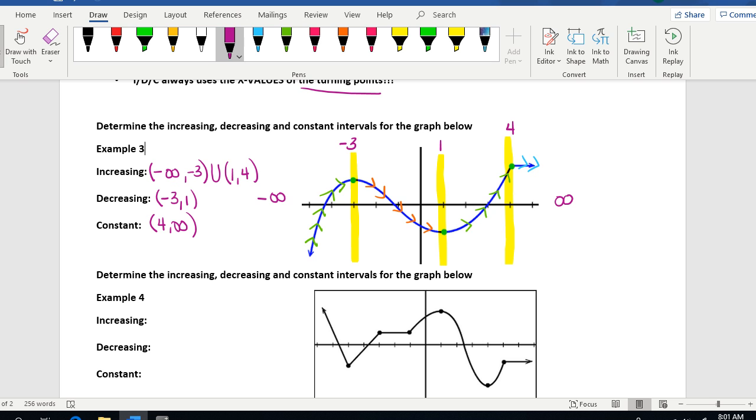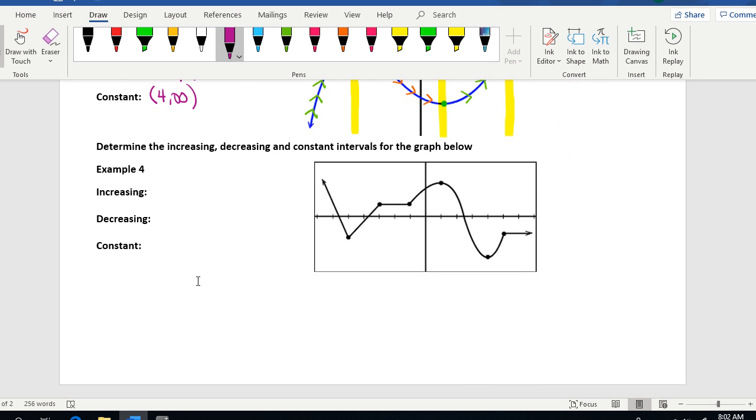Let's try our next example. It's asking me for increasing, decreasing, and constant intervals. So the first thing that I'm going to do is draw arrows going left to right on my function. So I'm going down, and then I'm going up. I have constant, then I'm going back up, then I'm going down, back up, and then another constant.